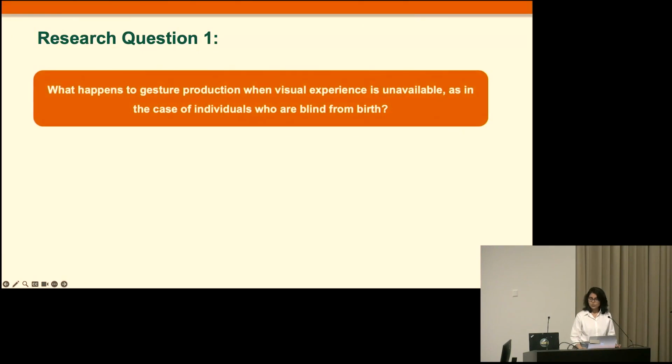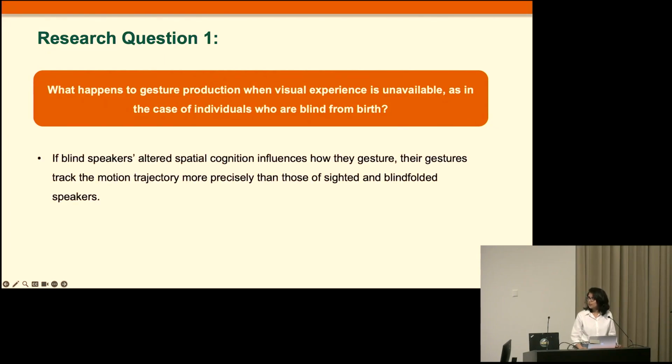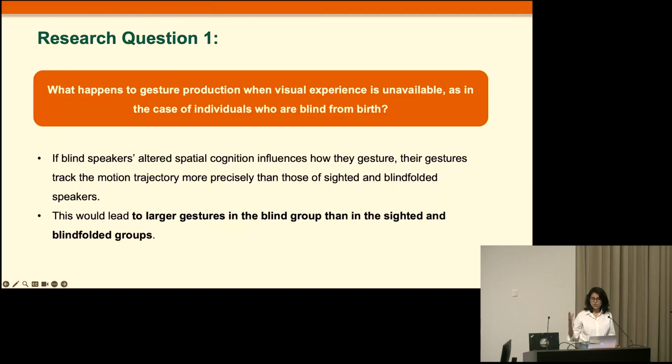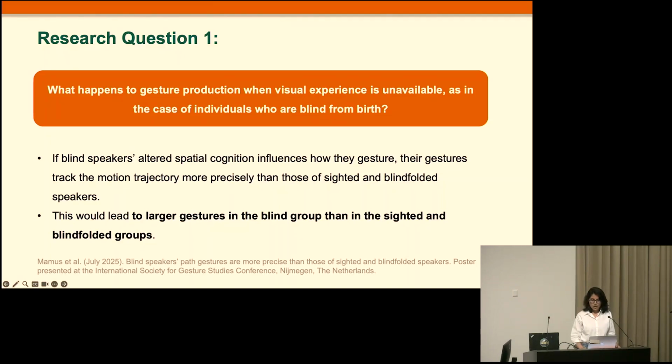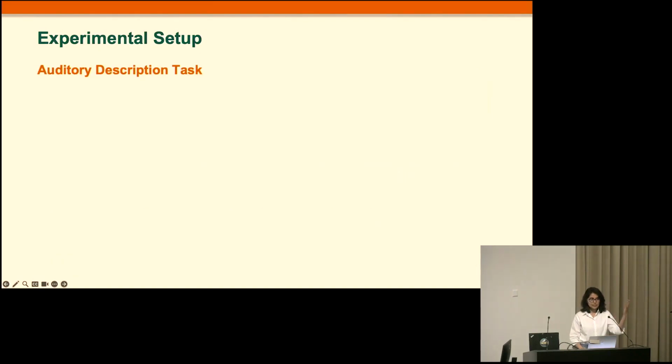What happens to gesture production when visual experience is unavailable, as in the case of blind individuals? If we say that the spatial cognition of blind speakers influences how they gesture, which means that their gestures track the motion trajectories more precisely, this would lead to larger gestures in the blind group when compared to the sighted and blindfolded. So we wanted to test if, among the different groups of participants, the gestures are larger in a certain group compared to the other groups.